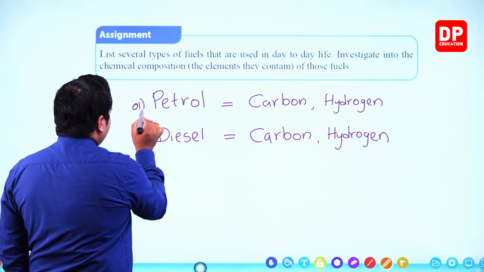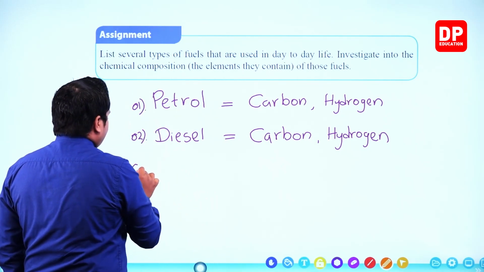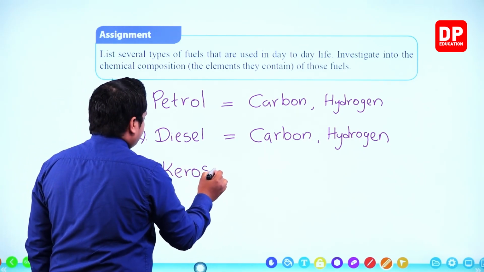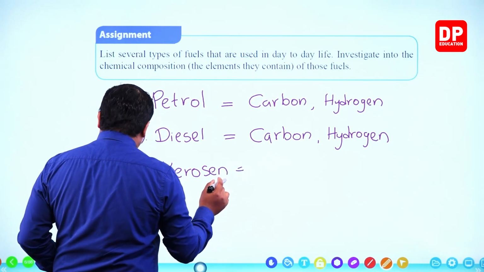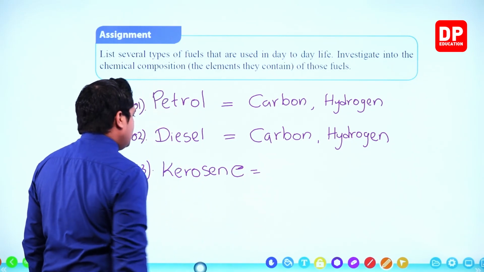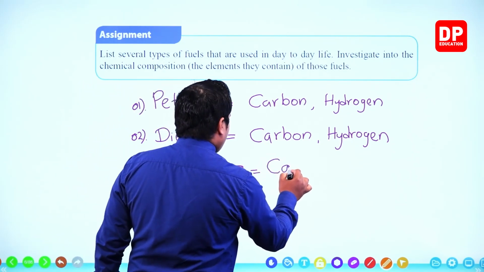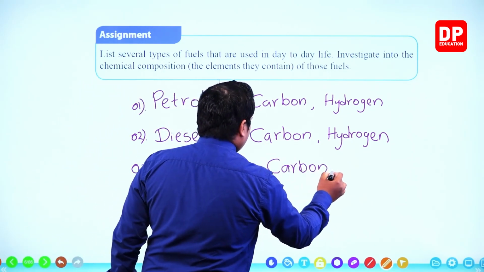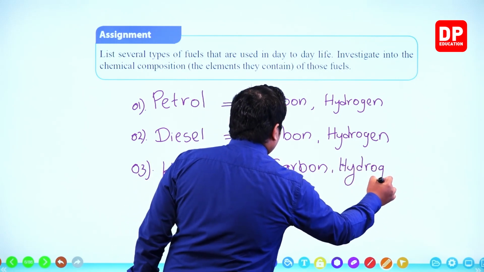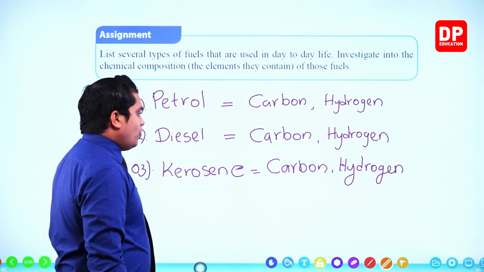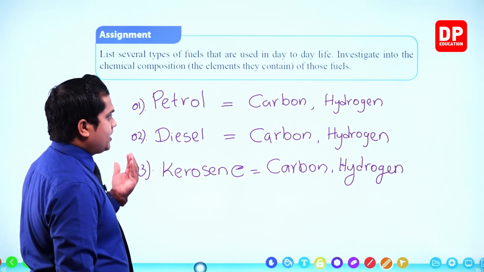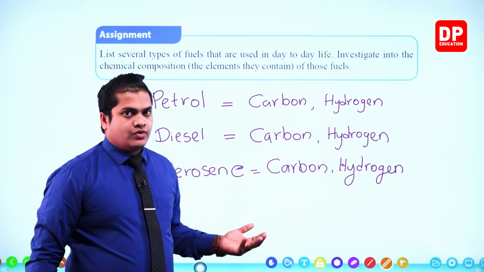Then kerosene. In kerosene also, as the main constituent elements, you can observe carbon and hydrogen. So all of these substances, all of these fuels, they contain carbon and hydrogen as the main constituent elements.